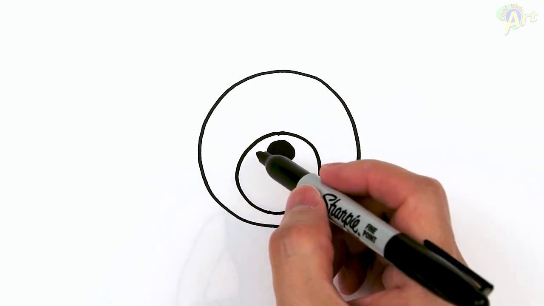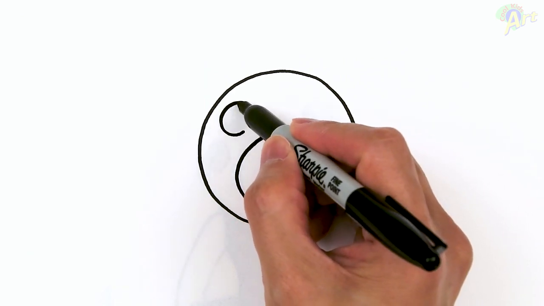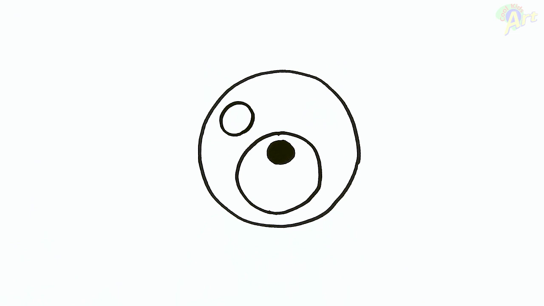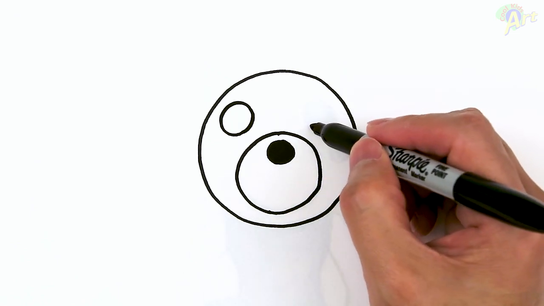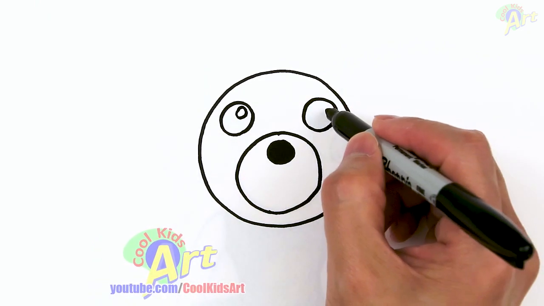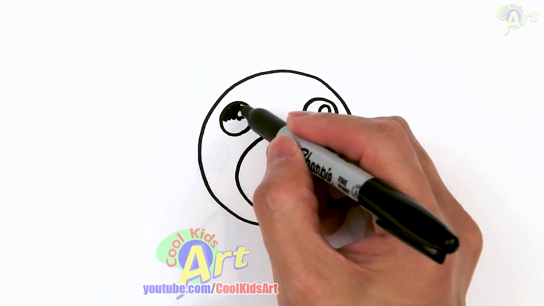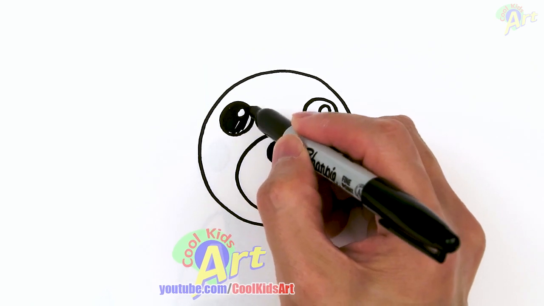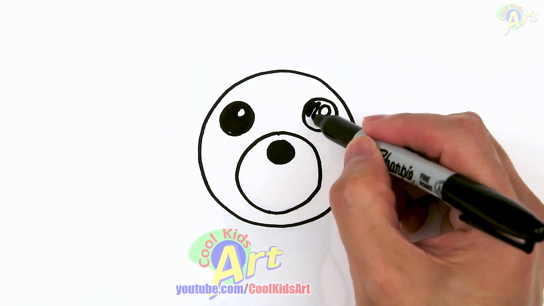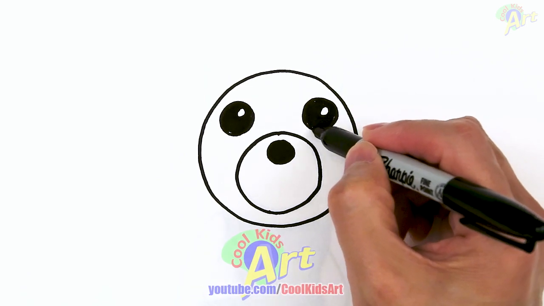Okay, and then now for his eye, so we just come out at a slant. Just draw another circle right here. Same thing here, just come out. And let me add a highlight right here. Just 2 little circles, and I'll shade around it. Okay, so it's very simple.